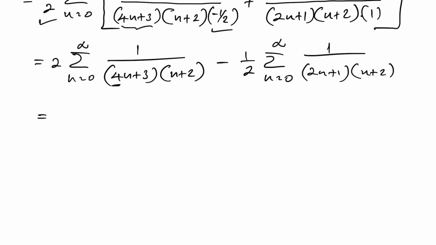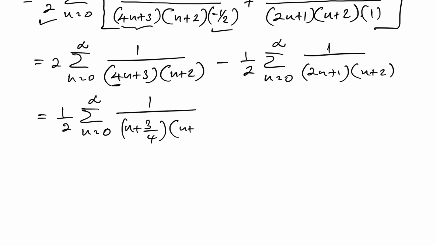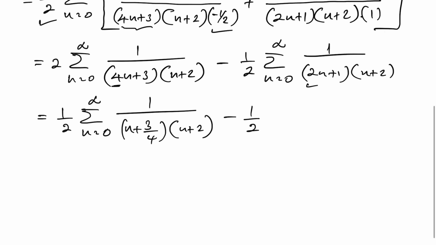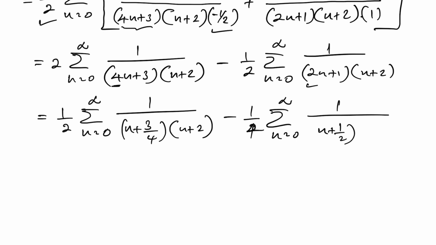So here we know 1 over 2 sum of 0 to infinity. Now here we have 1 over n plus 3 over 4, n plus 2. Then minus, here I'm going to take 2 as a common factor. So 1 over 2, sorry, here 2, so 1 over 4, 1 over 4, infinite sum, n equals 0 to infinity, 1 over n plus 1/2, n plus 2.